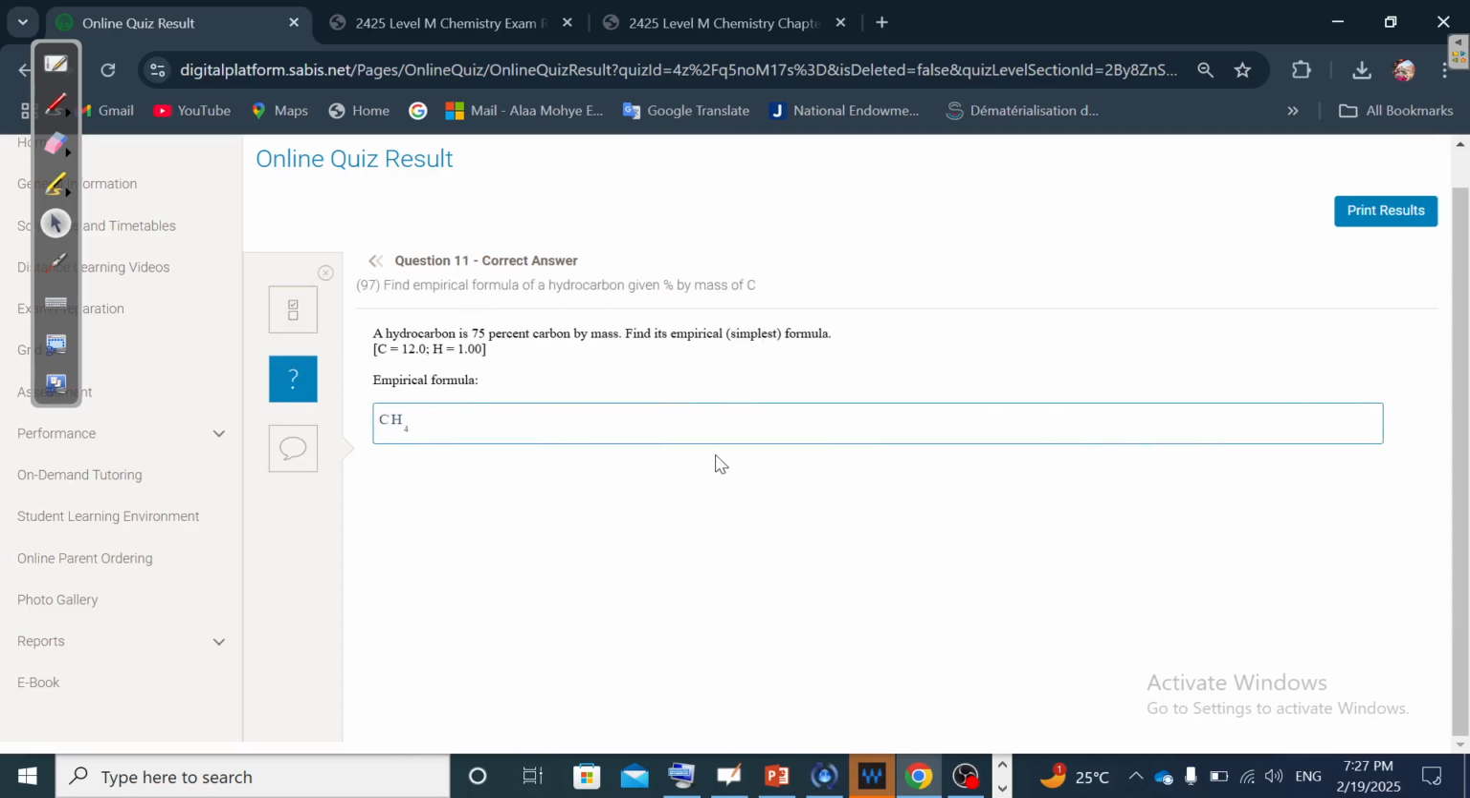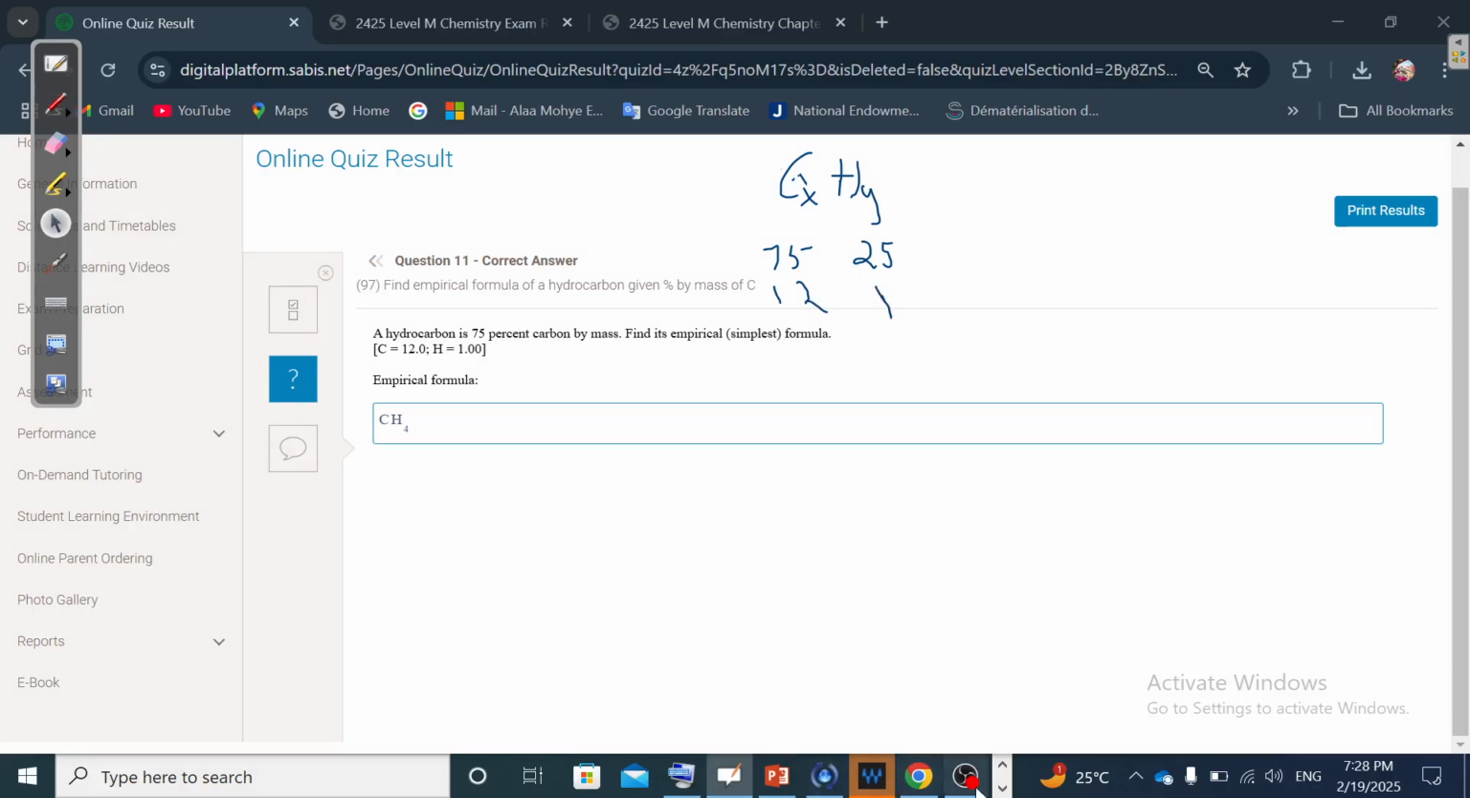A hydrocarbon is 75% carbon by mass. Okay, again, this question is repeated very much. So I have this hydrocarbon, which is CxHy. Okay, how do I solve it? So it's 75% carbon, so I'm going to write 75 under carbon, 25 under hydrogen. Then carbon has a mass of 12. Hydrogen has 1.